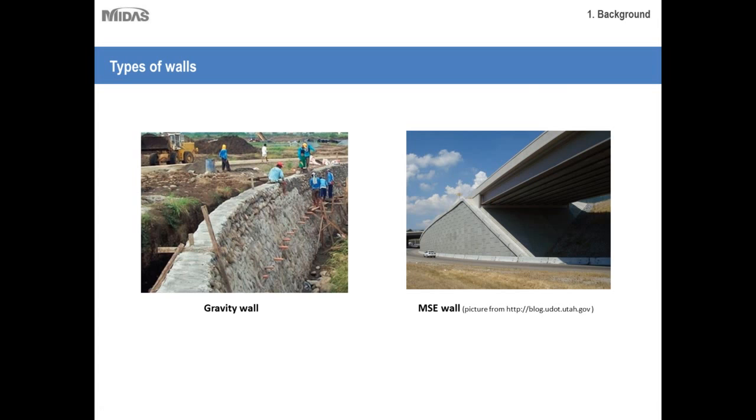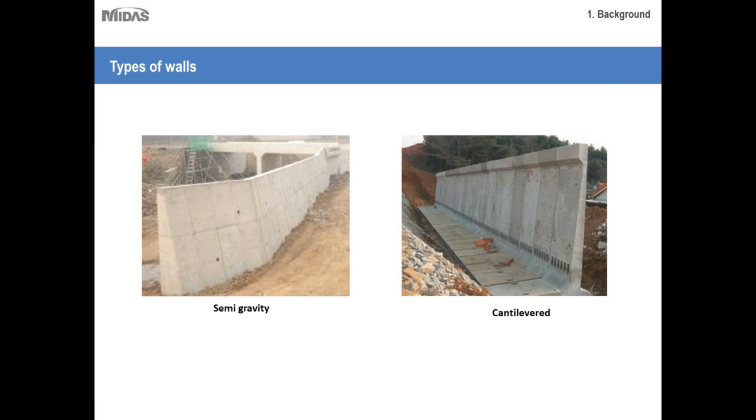On the right hand side we have MSE walls, which is also a type of gravity wall, but here you can see it has such a clean, neat finish. So where you have to use a gravity wall, but it is used in a commercial place and it affects the aesthetic environment of the place, you generally go for MSE walls over the conventional gravity wall.